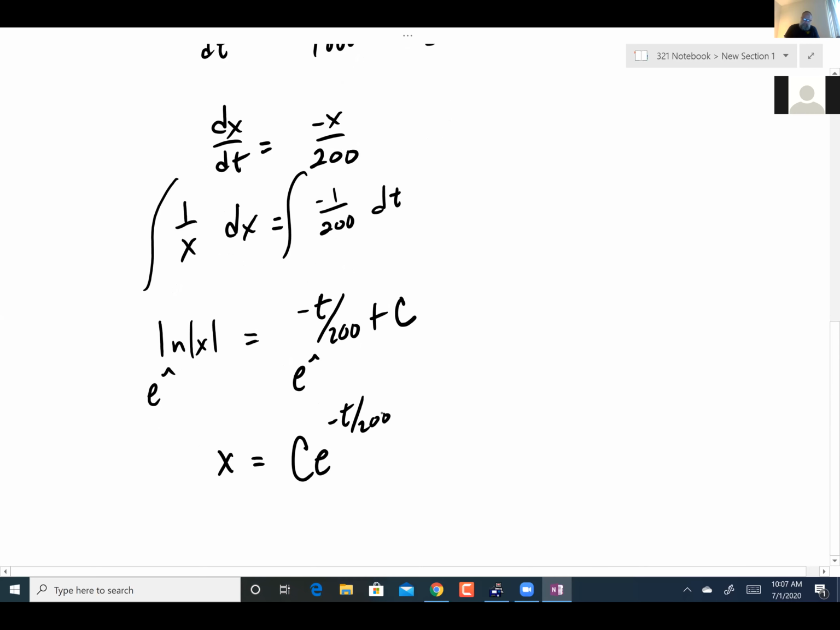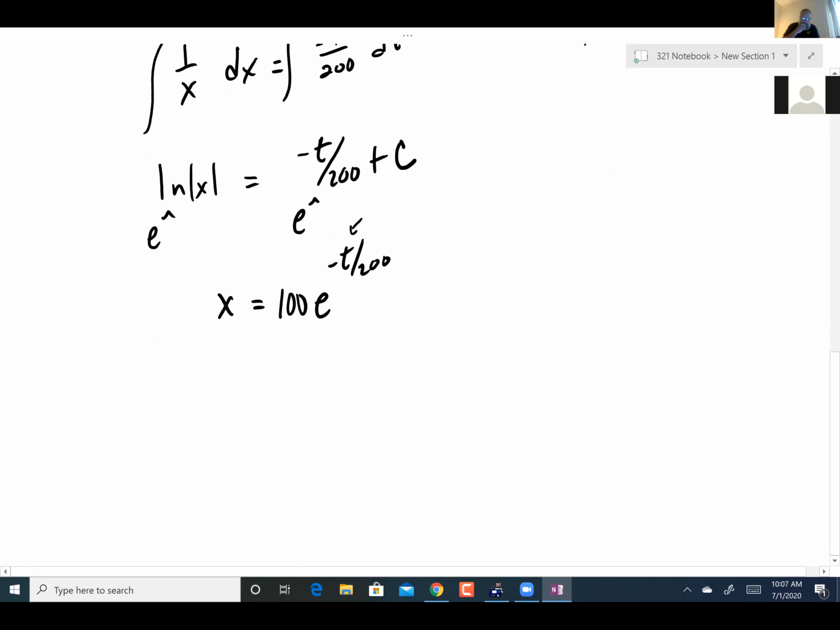And then how much was in there initially? If you recall, x of 0 was 100 kilograms of salt. If you plug 100 in here, then e to the 0 is 1, which means c has to be 100. And so that's for our first tank. Do you follow the logic on that? Yeah, that makes sense. Okay, so then the question is, when will we have only 10 kilograms left?